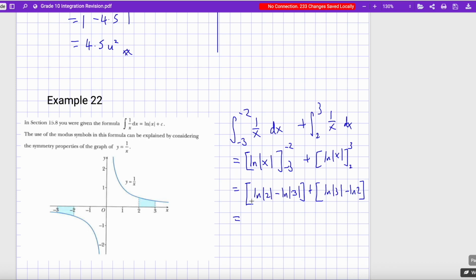All right, so if you were to evaluate this, this actually will be ln 2 over 3. And this would actually be ln 3 over 2. Okay, now these two values will actually be positive values. All right, so that is why when you add them together, you actually will get a positive answer. Okay, so yeah, I hope that is clear.